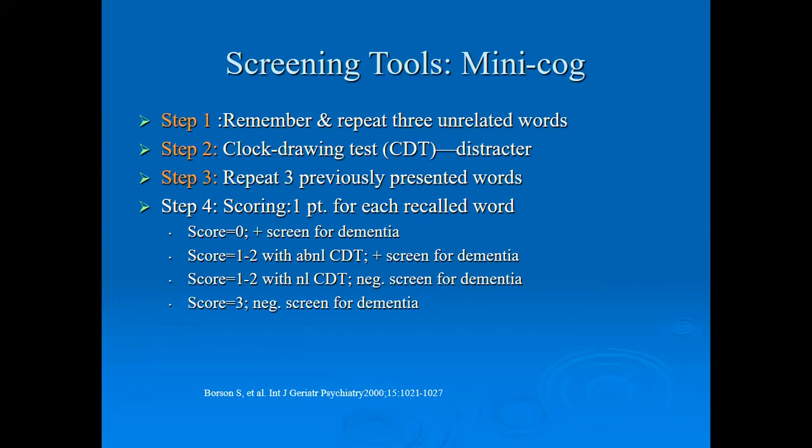Step number 1, remember and repeat 3 unrelated words. You ask the patient to remember 3 unrelated words, like pen, fan, and door. These are 3 unrelated words that don't have any relationship with each other. So you ask the patient to please remember these 3 words. Step 2 is you ask the patient to draw a clock. This is actually a distractor.